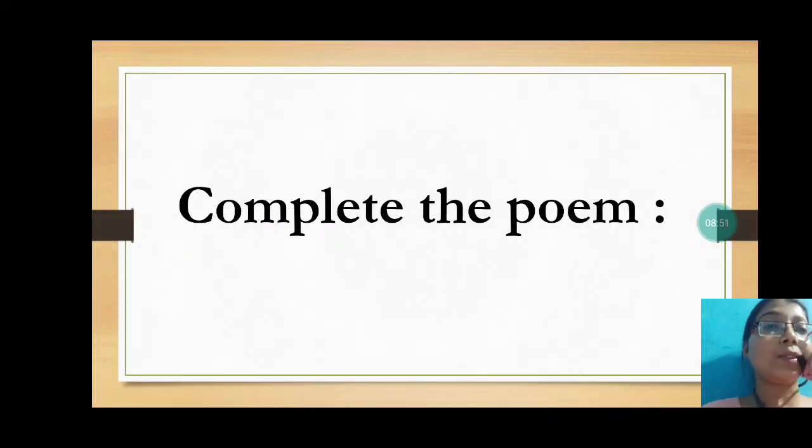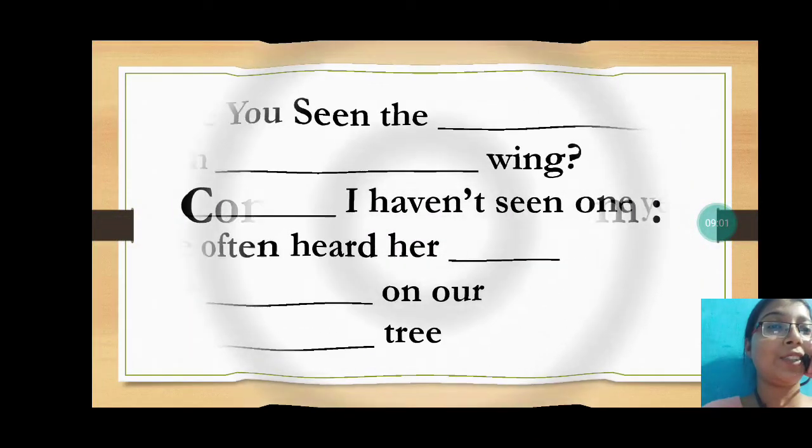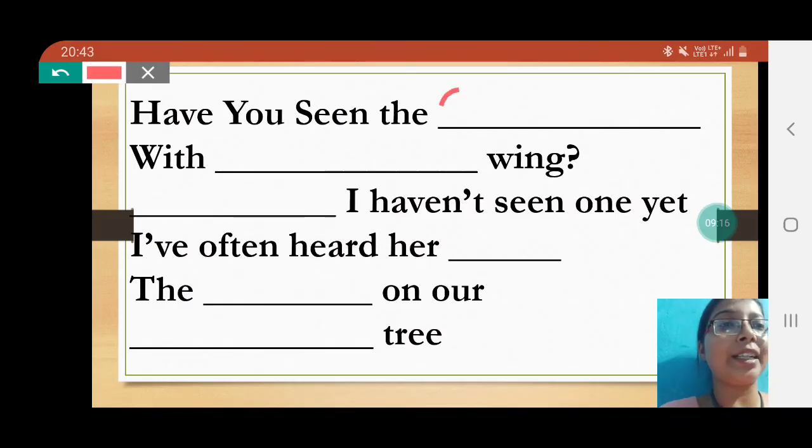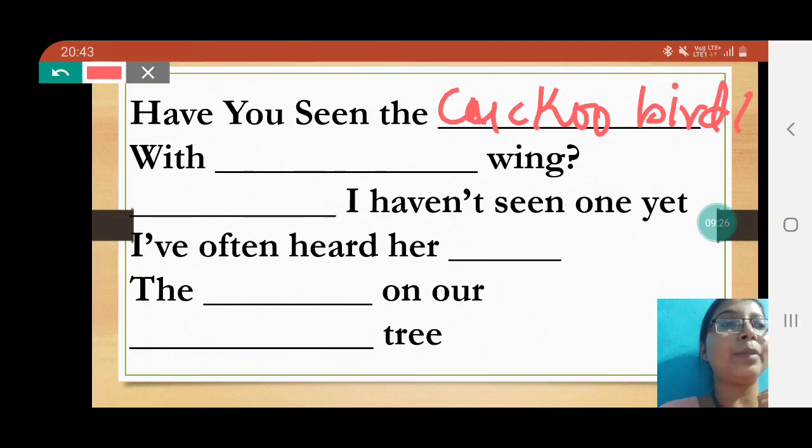Now come to next question, that is complete the poem. So here we are going to do completion of the poem. Let's see what is the question. Now, have you seen the dash? Have you seen the cuckoo bird? So here you will write cuckoo bird. C-U-C-K-O-O, cuckoo, B-I-R-D. Have you seen the cuckoo bird?